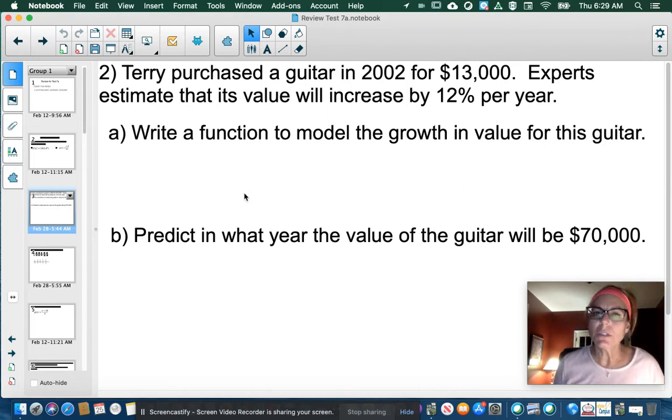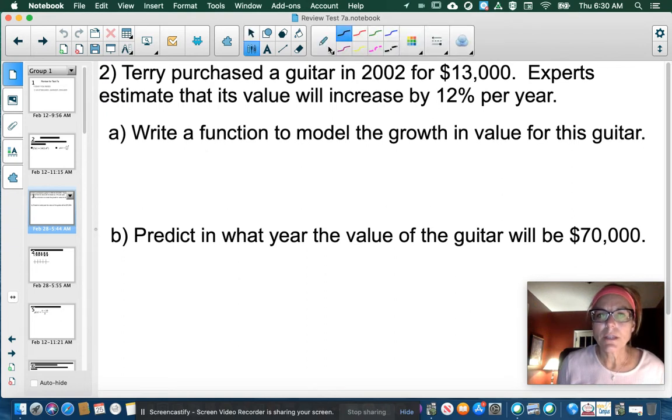So Terry purchased a guitar in 2002 for $13,000. Experts estimate that its value will increase by 12% per year. Write a function to model the growth in value for this guitar. So remember, we're talking about exponential growth, exponential decay. And recall, we have a couple of options when we talked about this in class, tracking time.